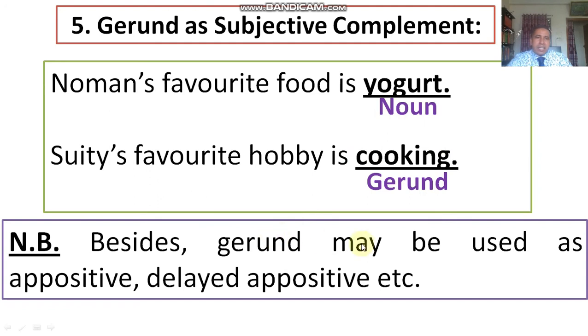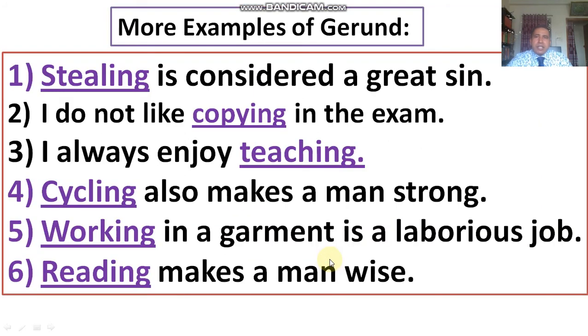Besides this, a gerund can be used as appositive, and so on. Dear students, you should know more examples of gerund. Stealing is considered a great sin. I don't like copying in the exam. I always enjoy teaching. Cycling also makes a man strong. Working in a garment factory is a laborious job. Reading makes a man wise.